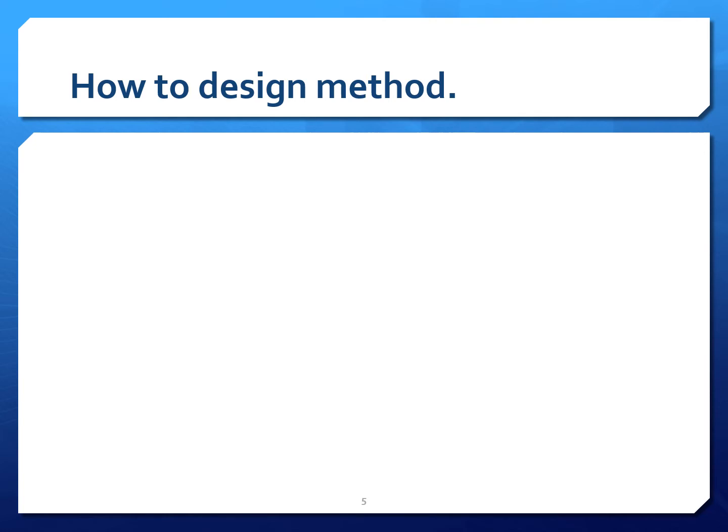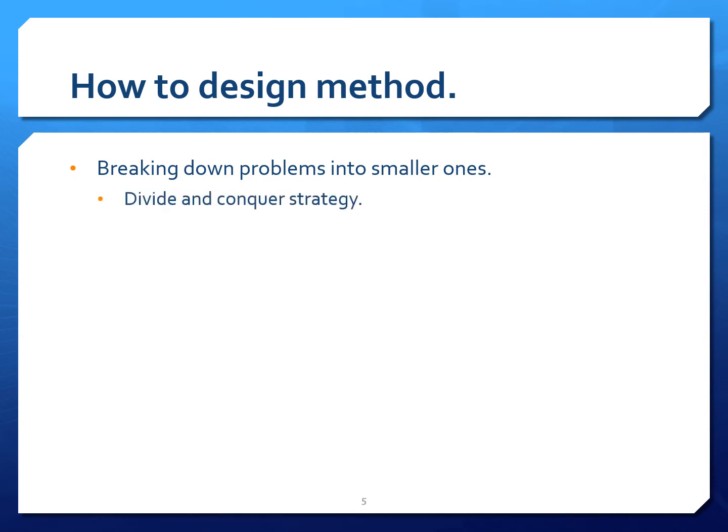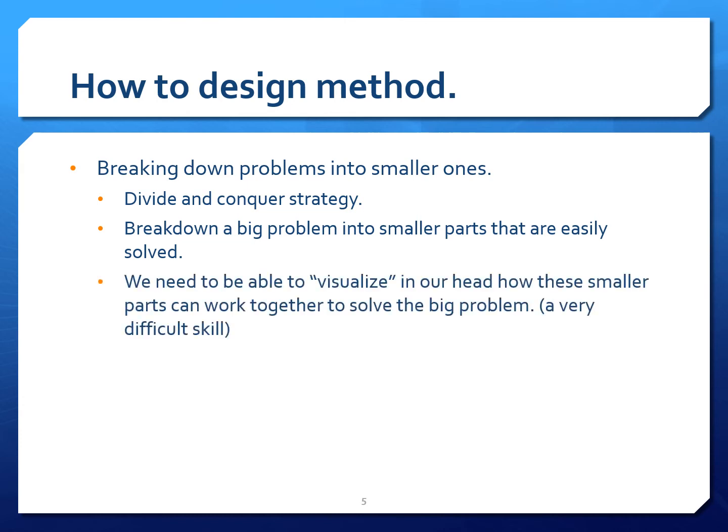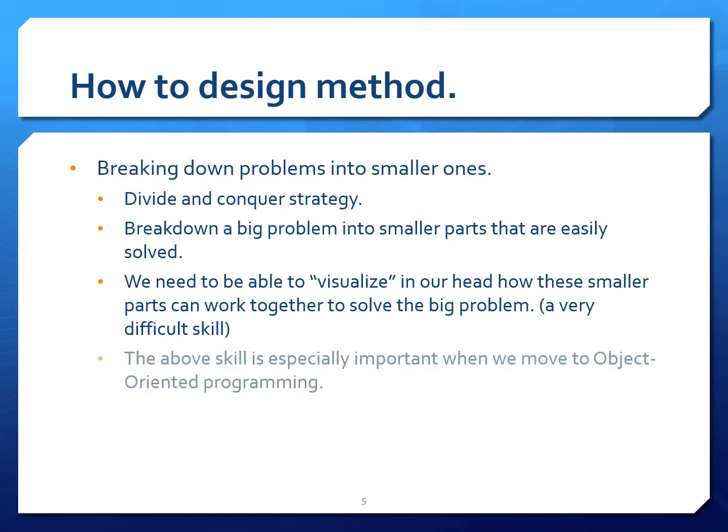To decide what methods to implement, we can use the following guidelines. Break down problems into smaller ones. Use the divide and conquer strategy. Breaking down a big problem into smaller parts that are easily solved. We need to be able to visualize in our head how these smaller parts can work together to solve a bigger problem. And this skill is especially important when we move on to object-oriented programming in a later lesson.